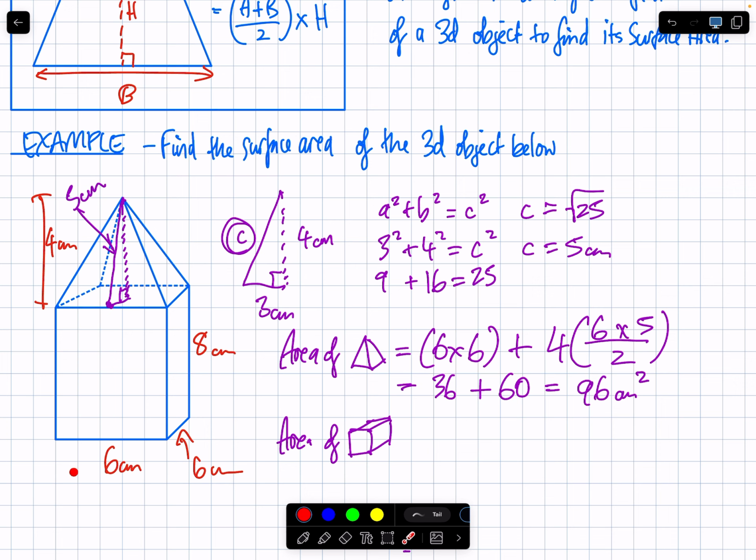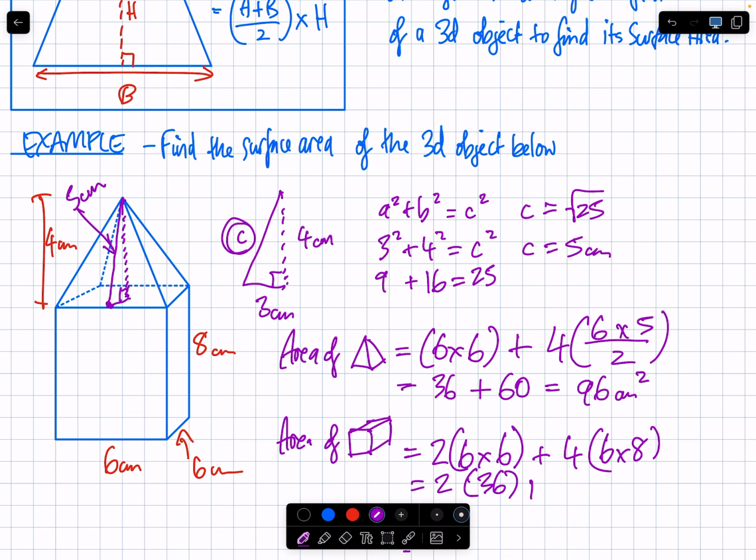Okay? If one of these sides was like 8, they wouldn't all be the same. So here, the area of the rectangular prism is going to be 2 lots of 6 by 6, which is the top and the bottom, plus the 4 sides, 4 lots of... What would the area be? What numbers would I times together to find the area of this rectangle here? 6 by 8. Well done. 6 times by 8. So that is 2 lots of 36 plus 4 lots of 48.